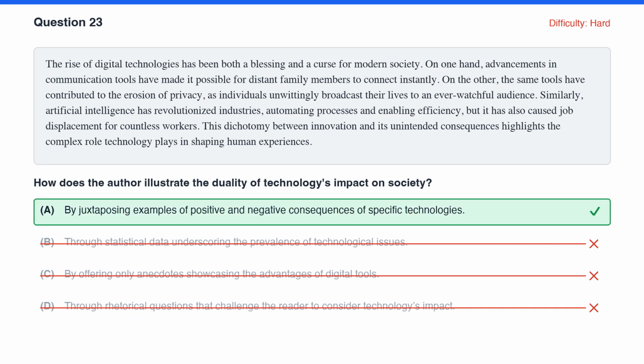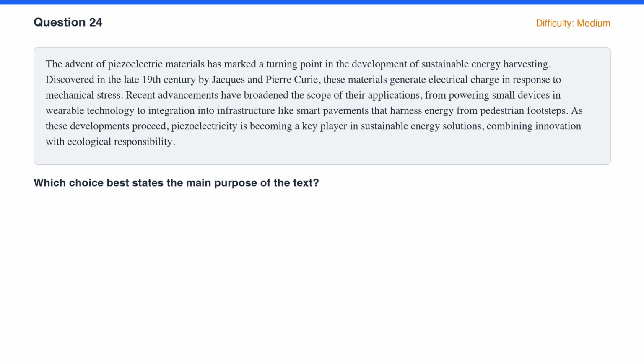Choice A is correct because the author pairs each benefit with a corresponding drawback. Communication tools connect families but erode privacy, and artificial intelligence boosts efficiency but displaces workers. This deliberate side-by-side pairing of positive and negative outcomes is the very definition of juxtaposition, and it directly demonstrates the duality the stem references. Question 24 of 25, a medium after that.